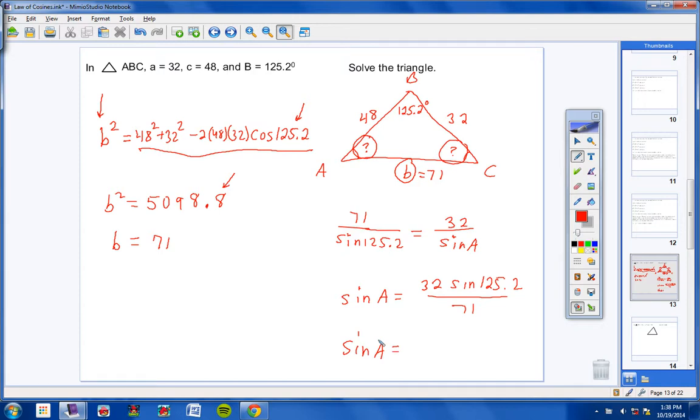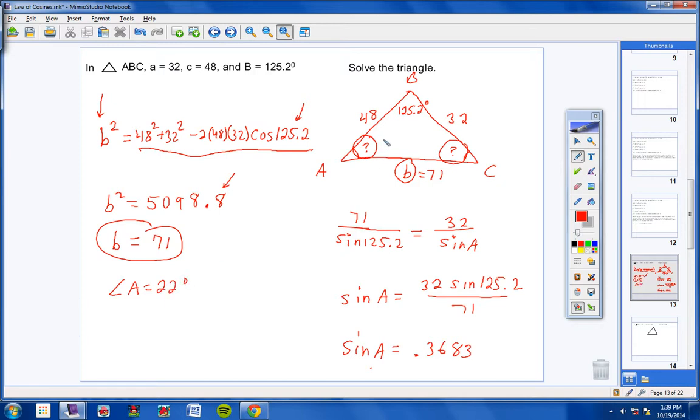32 sine of 125.2 divided by 71 equals this right here, 0.3683, rounded of course, and then hit second sine of that number there, 0.3683, and you will get 21.6. I'm going to go ahead and put 22 degrees. So we found side B. Now we know angle A is 22 degrees.